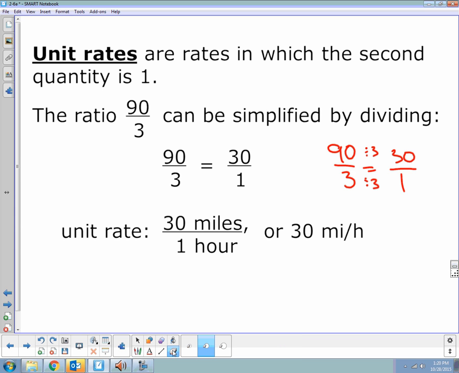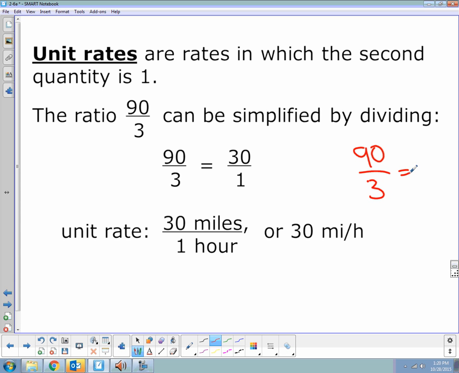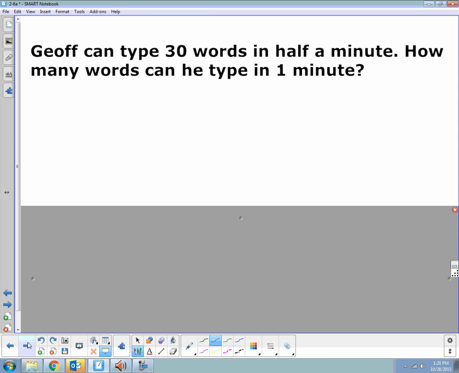You can certainly set it up as a proportion and cross-multiply as well. You could say, well, it is 90 over 3. I know I want to have a 1 in the denominator there. I want to have a 1 as the second unit. I have an x there. You could cross-multiply and divide, and you get the same result of 30 miles per 1 hour. But a unit rate is for 1 hour, and we need to get down to that 1. I find the easiest way is simply to divide by the number in the denominator, and you'll get to that final answer. So look at an example.